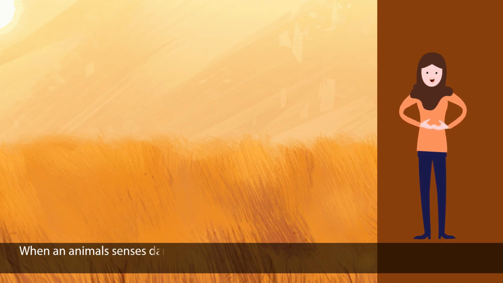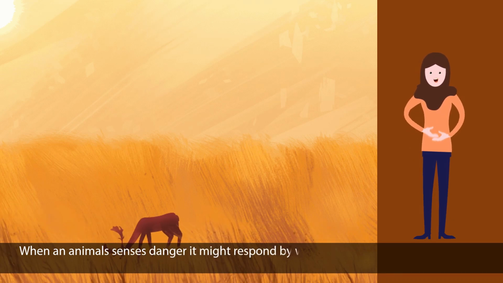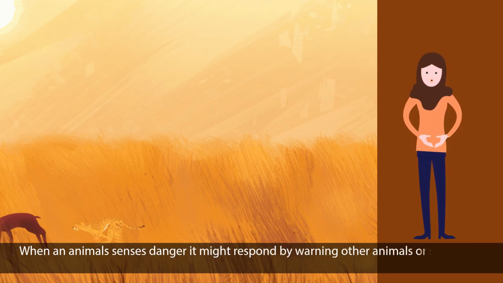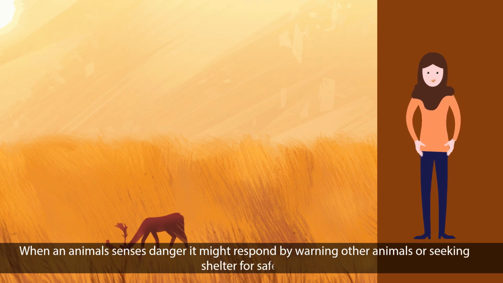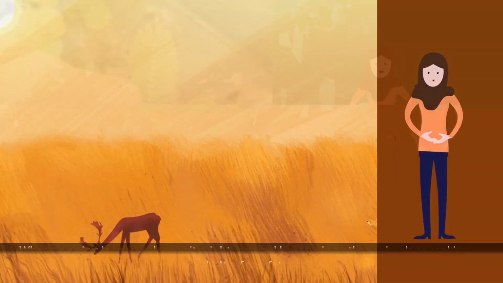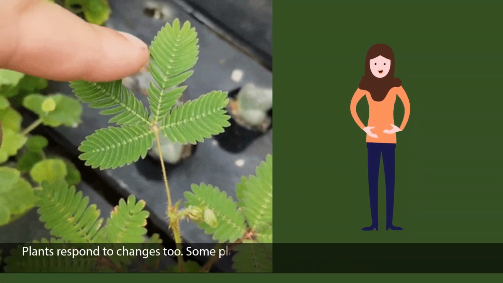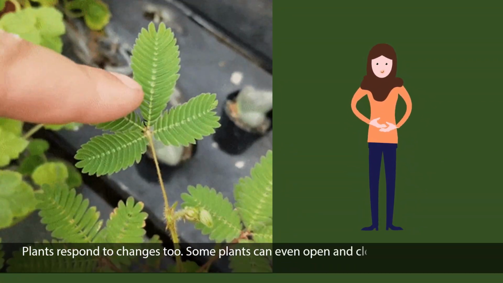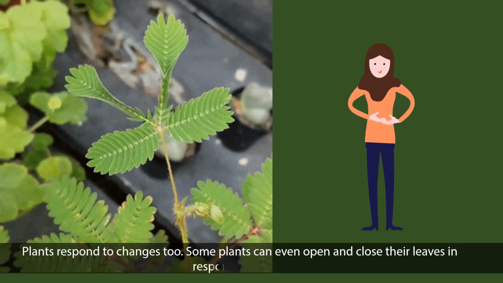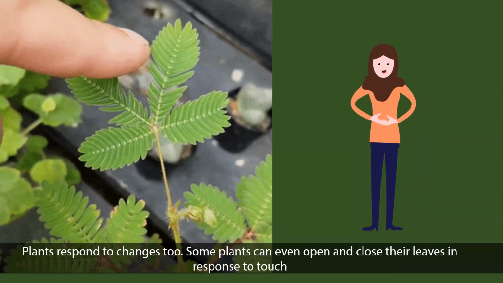When an animal senses danger, it may respond by warning other animals or seeking shelter for safety. Plants respond to changes too. Some plants can even open and close their leaves in response to touch.